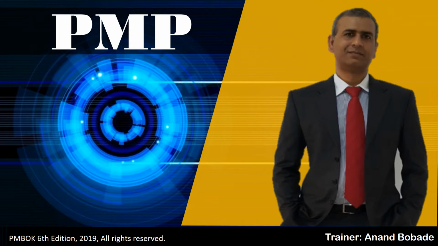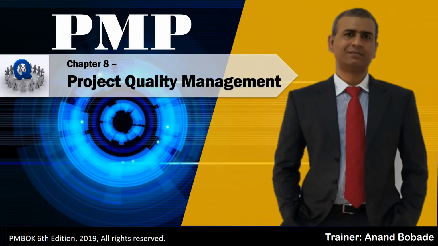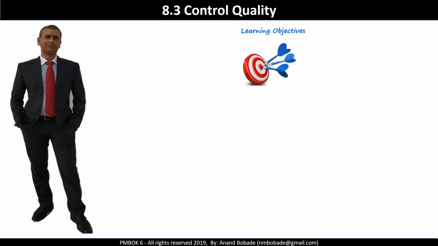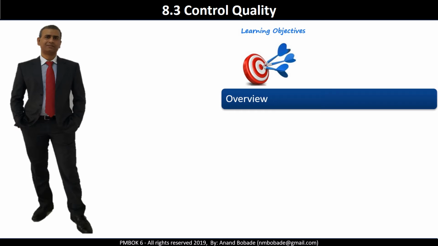This session is a continuation of the quality management knowledge area. In this session, you will learn the control quality process. The learning objectives of the session are: we'll start with an overview to understand what is control quality and how often we can execute this process.